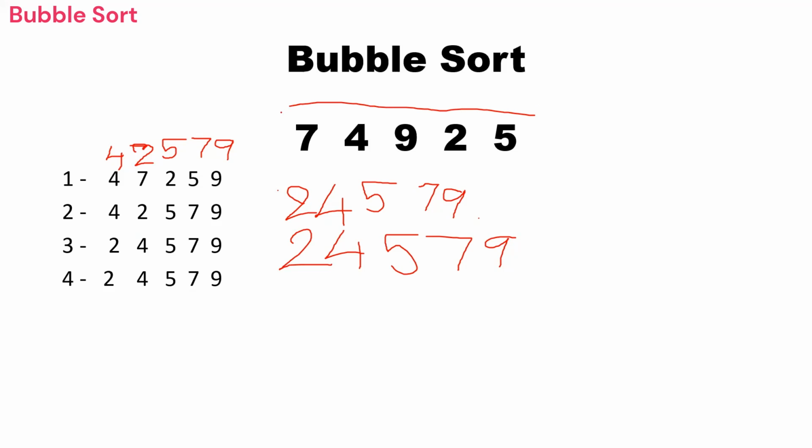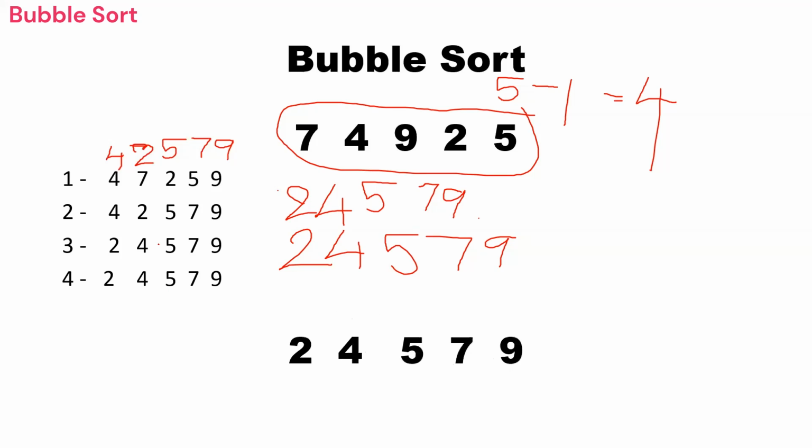So technically, the length of this array is 5. So we're going to run this whole loop 5 minus 1 times, that is 4 times, because we know in the last iteration, 2 is the smallest number. Therefore, our final array will be this. Now let's check how we can put this in code form.